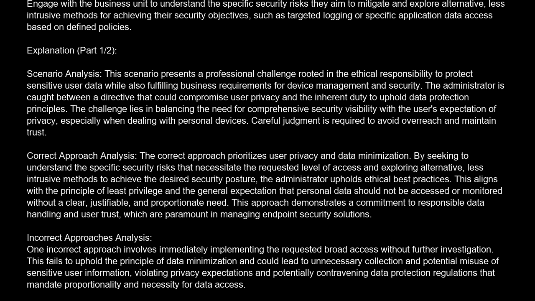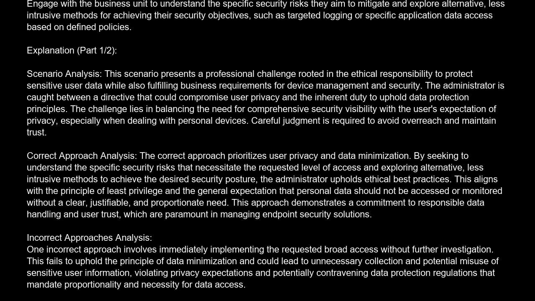Correct approach analysis. The correct approach prioritizes user privacy and data minimization. By seeking to understand the specific security risks that necessitate the requested level of access and exploring alternative, less intrusive methods to achieve the desired security posture, the administrator upholds ethical best practices. This aligns with the principle of least privilege and the general expectation that personal data should not be accessed or monitored without a clear, justifiable, and proportionate need. This approach demonstrates a commitment to responsible data handling and user trust, which are paramount in managing endpoint security solutions.